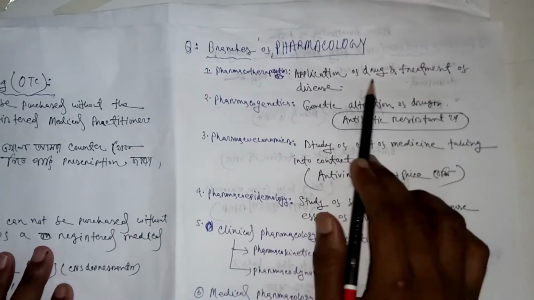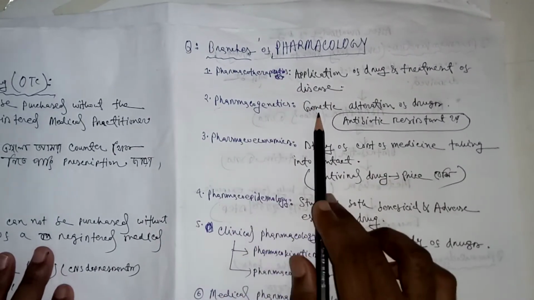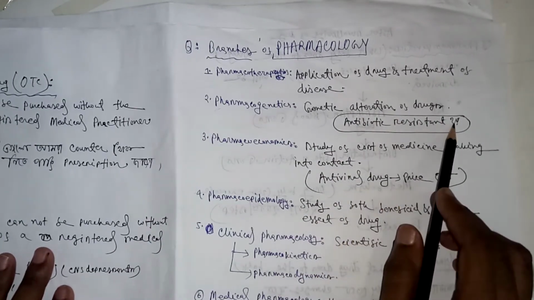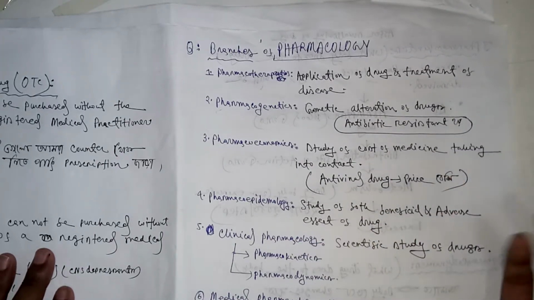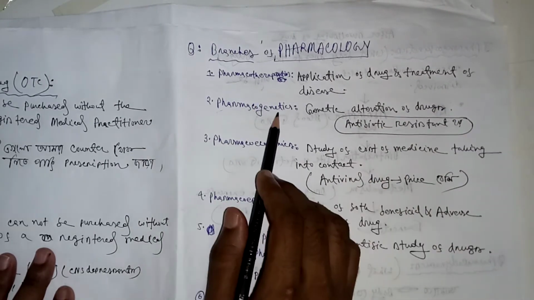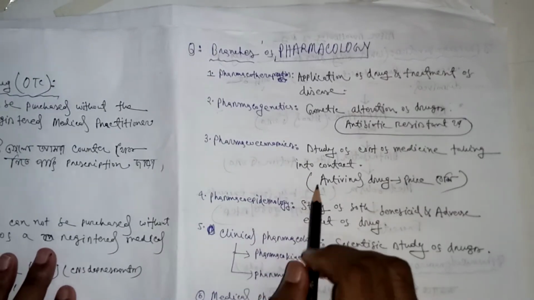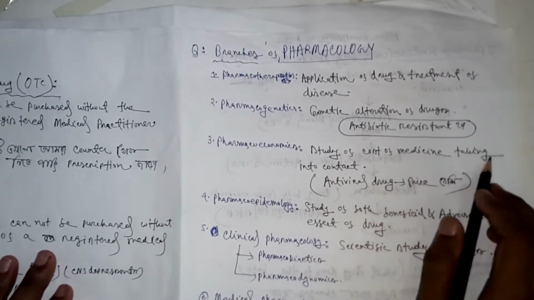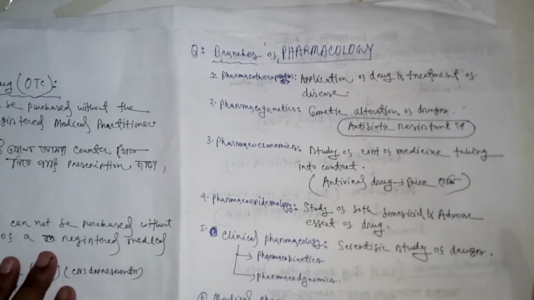Here the application of drugs in the treatment of disease is discussed. Then pharmacogenetics, the genetic alteration related to the drug, is discussed here, like antibiotic resistance. We know antibiotic resistance, what is this? These processes are also discussed here. Then pharmacoeconomics. Economics means the economic cost, so it is the study of the cost of medicine, like antiviral drugs, which are costly.